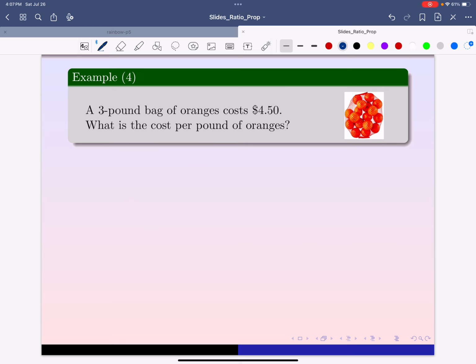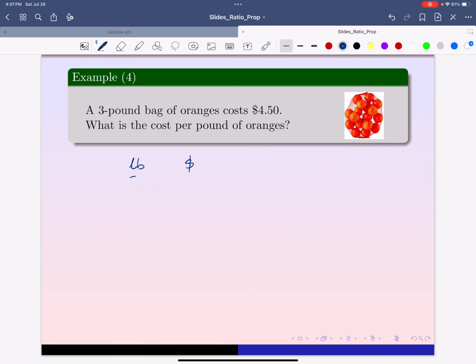Example 4. In a 3-pound bag of oranges that cost $4.50, what is the cost per pound of oranges? We can do it using rates or we can use proportion. On one side we're going to have pounds, on the other side we're going to have dollar amount, and you try to line up each part.